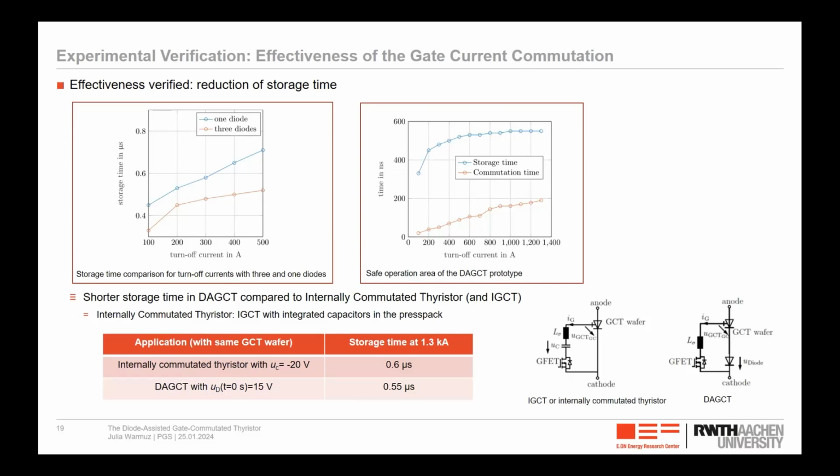So I had measurements of the storage time for 1.3 kiloamps. And what is interesting is that the storage time of the DAGCT was smaller. Here it looks like it's just a little bit smaller, but we have a diode voltage of 15 volts for 1.3 kiloamps, and this diode voltage decreases proportionally to the current. So we would expect, because we have a longer commutation time, that the storage time would also be higher, but it is lower. And here we have the proof that our gate current commutation was more effective.